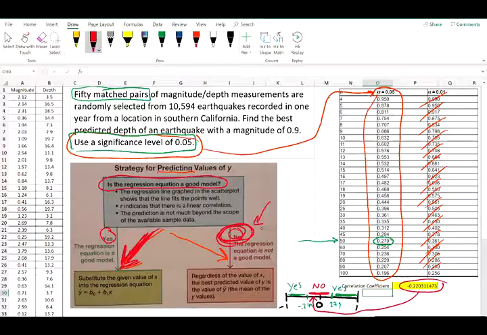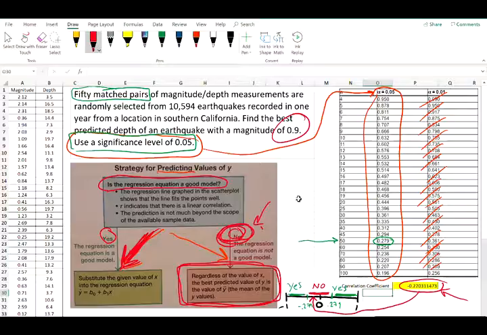Since the answer is no, we're going to go over here. The best predicted y value, regardless of the value of x. So in this case, regardless of the fact that x is 0.9, the best predicted y value is y bar, the mean of the y values. Since our correlation coefficient is very small, and the absolute value of this is smaller than the absolute value of the critical value, our best predicted y value is the average of the y values.